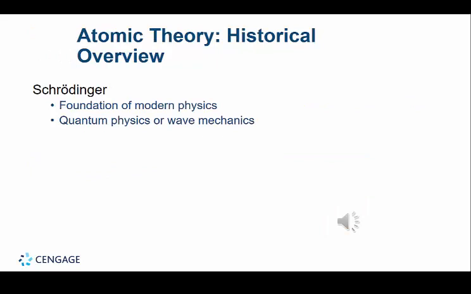Schrödinger set the foundation of modern physics. He was known for his concept of quantum physics, or wave mechanics. According to his principle of quantum mechanics, orbital electrons are assigned probabilities for occupying any location in an atom. The greatest of those possibilities are associated with Bohr's model.